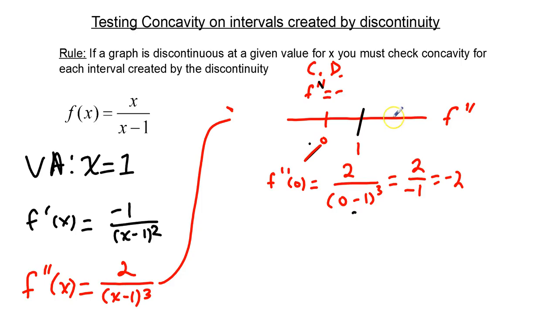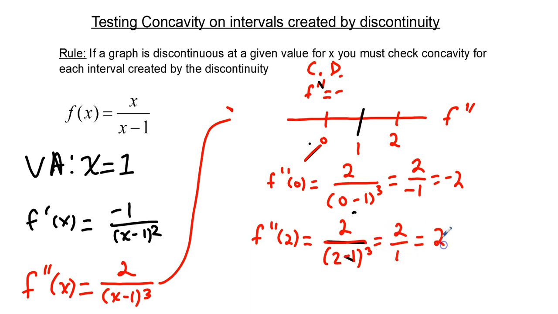Now, picking a number to the right of 1, say 2, plugging that value into the second derivative, I get, well, let's see, that would be 2 over 2 minus 1 cubed. Well, that's just 2 over 1 cubed is 1, so 2. Well, again, that's a positive value, so I know at 2, my second derivative produces a positive value, correct? Well, that must mean, by my rules, that that's concave up, right?